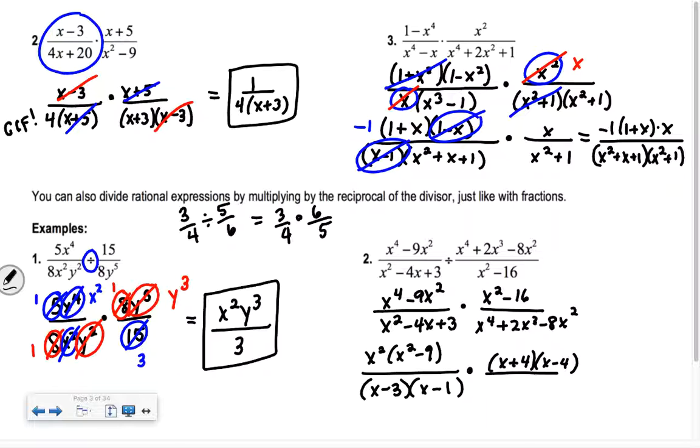And on the bottom I have a GCF first, so I'm going to pull out an x squared. So I get x squared plus 2x minus 8. So right now there's only one thing that's canceling. The x squared, right? I recommend using colors too on your homework. It helps. Color pencils.